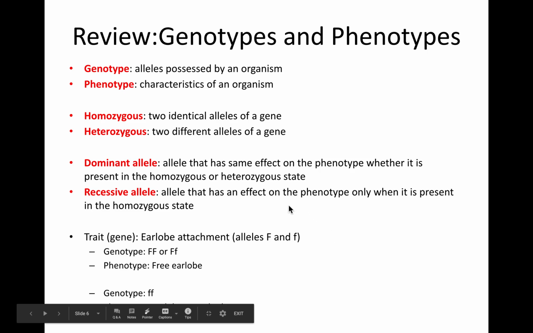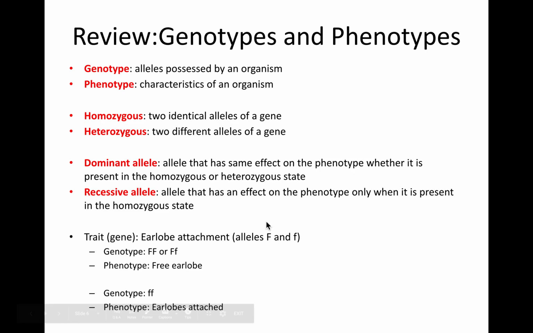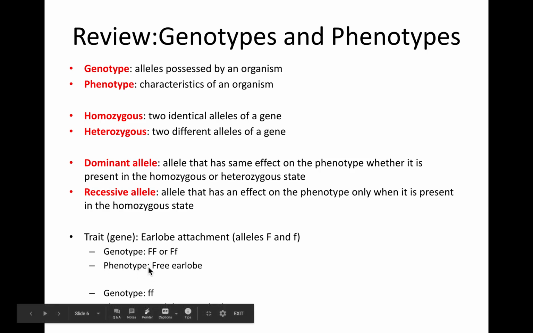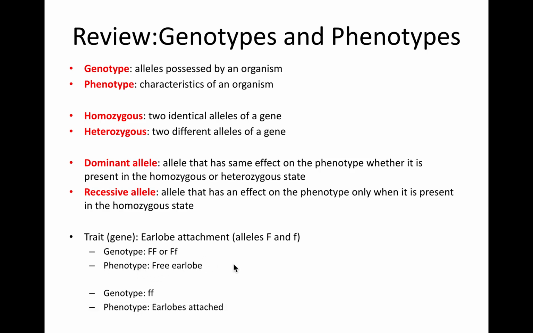So if we're talking about the trait or the gene for earlobe attachment, let's say the alleles are represented by a big F for the dominant and little f, lowercase f, for the recessive trait. So there's two possibilities of a genotype here for someone to have free earlobes, because free earlobes are dominant. They could either have the genotype capital F capital F, which would be homozygous dominant, or they could have one capital F, one lowercase f, which would be heterozygous, meaning they have one of each size letter, but they're going to express the dominant trait. So their phenotype, what they actually show, is free earlobes if they have these combinations.